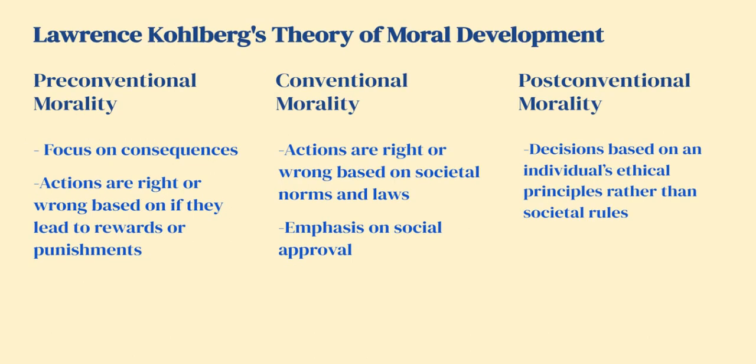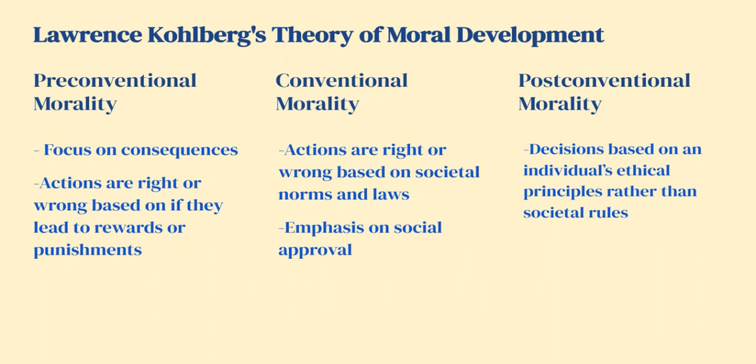Lawrence Kohlberg's theory of moral development. Pre-conventional morality is focused on consequences. It's when actions are determined as right or wrong based on whether they lead to rewards or punishments. An example would be a child being scared of taking ice cream without permission because they fear the punishment, not understanding that stealing is wrong. They just don't want to because they fear the punishment.